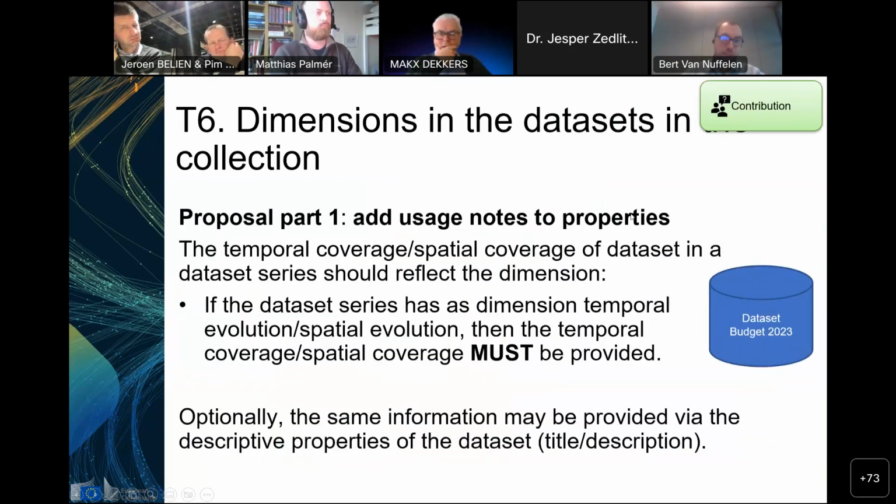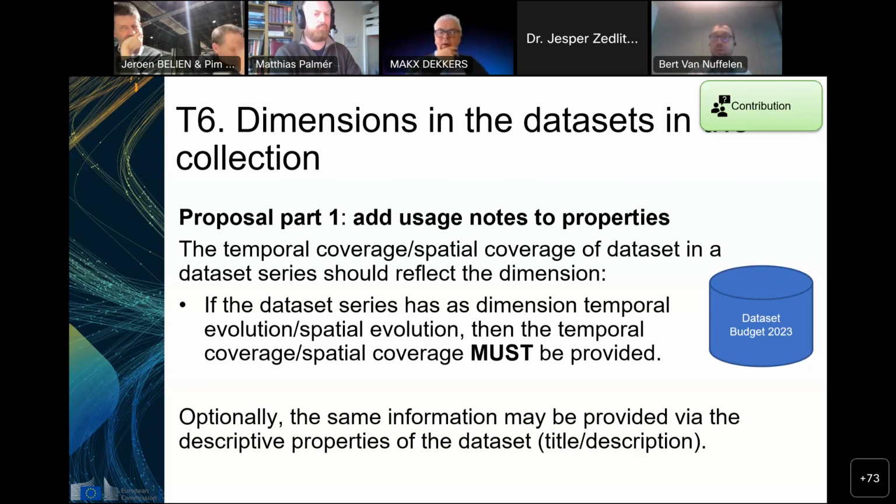That is the typical example. Now, if we look at what we do when we have such a dimension, we particularly look at temporal coverage and spatial coverage, because for those two we have properties in the specification of DCAT and DCAT-AP. We're only taking those two properties, and we look at what we want to have as a value in those properties for the datasets in the collection.